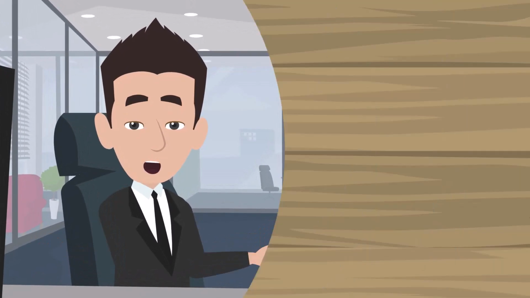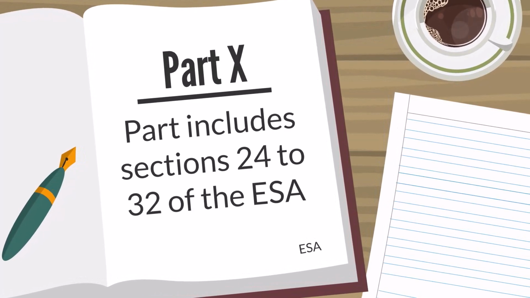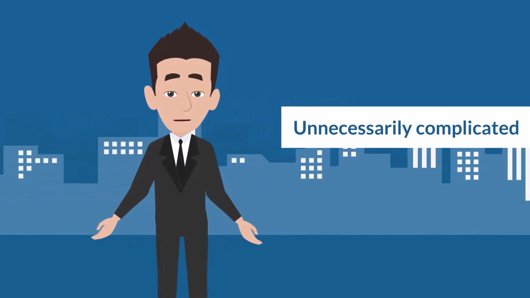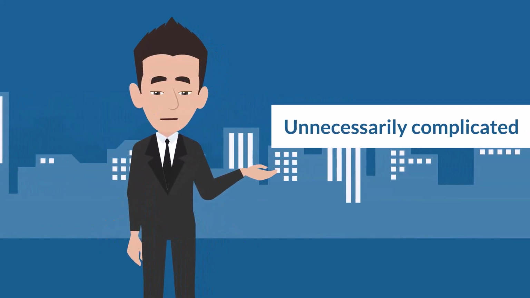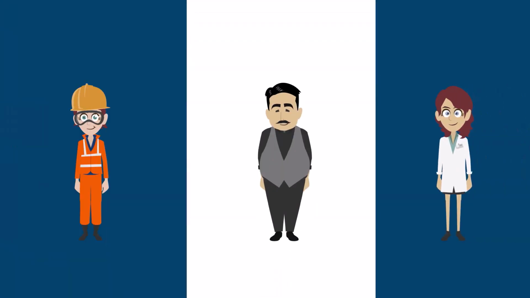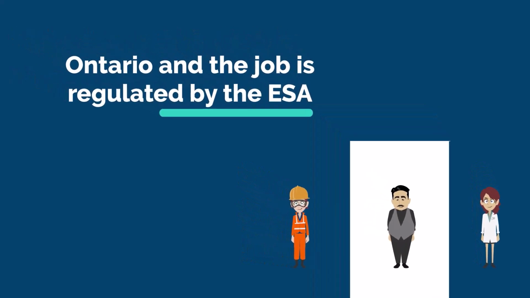Let's get into it. Public holidays are regulated by Part 10 of the ESA, and that part includes sections 24 to 32 of the ESA. Since the wording of these sections can get unnecessarily complicated, this video will explain each of these sections in simple terms, so anyone who is an employer or employee can easily understand their rights, assuming the job is in Ontario and the job is regulated by the ESA.